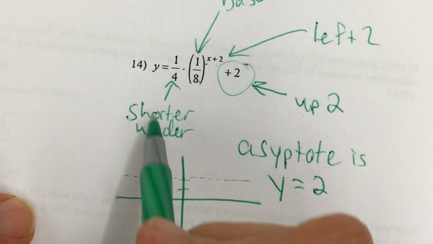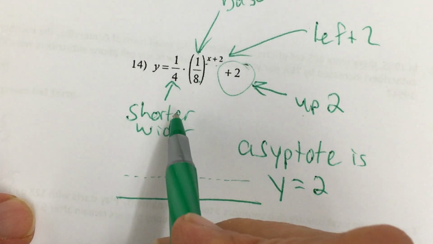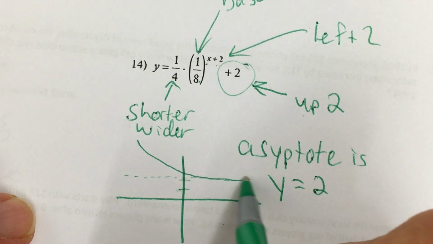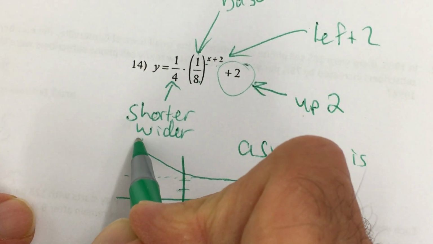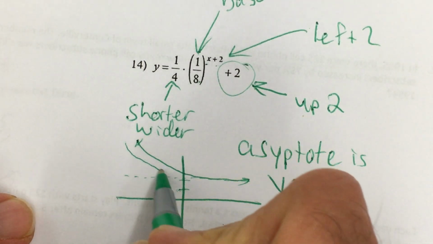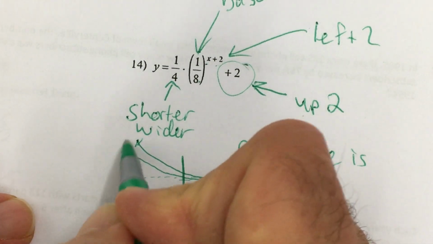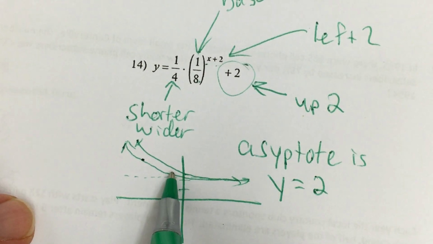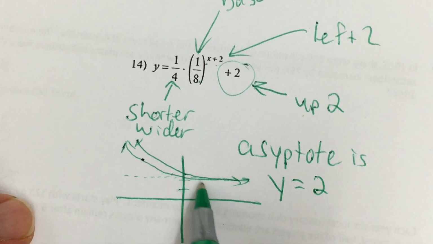This is smaller than 1, so it's going to be shrinking like this. It's going to get even wider, so it's going to come like that. Oh, and it goes left 2, so I should probably make it go like this. Yeah, this should be my new one. Instead of hitting here, it goes left 2. This point. It's already up 2.